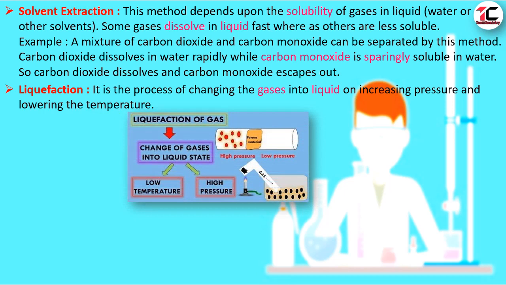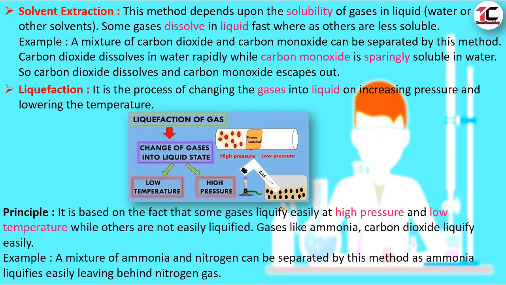How can we liquefy a gas? A gas can be liquefied by lowering the temperature, that is, at a low temperature, and increasing the pressure. In this condition, a gas can be turned into liquid. What is the principle behind it? It is based on the fact that some gases liquefy easily at high pressure and low temperature, while others are not easily liquefied. Some gases like ammonia and carbon dioxide liquefy easily.